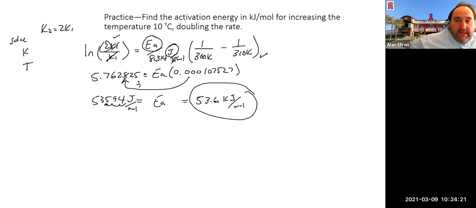Okay, so the last thing we're going to talk about in this chapter is how reactions come together, what's sometimes referred to as reaction mechanisms. A reaction mechanism is a plausible explanation for how a reaction perhaps does take place.